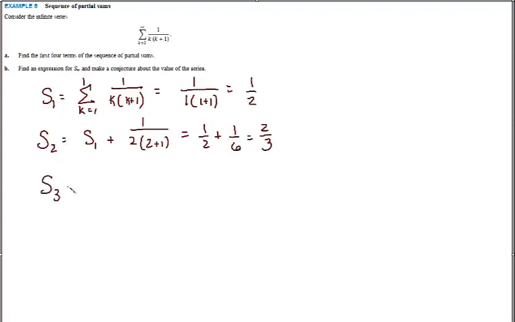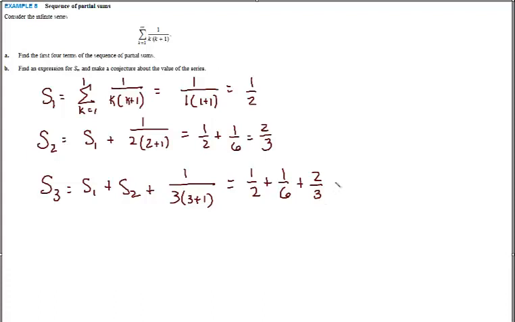Doing this again, S of 3 is then S2 plus 1 over 3 times 3 plus 1. I could have written S2 plus S3 was what I was wanting to do, but then I decided I was going to write them all. So anyway, that would be 1 over 12, which would then get me 3/4.